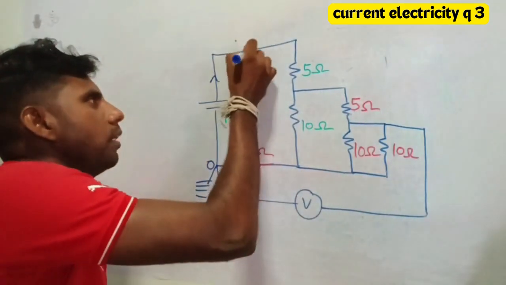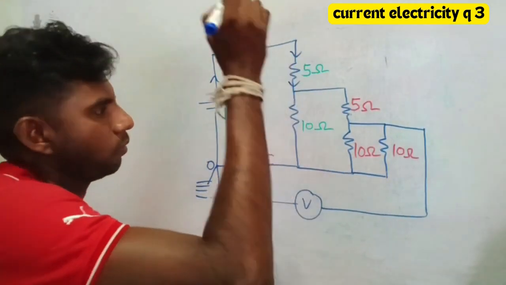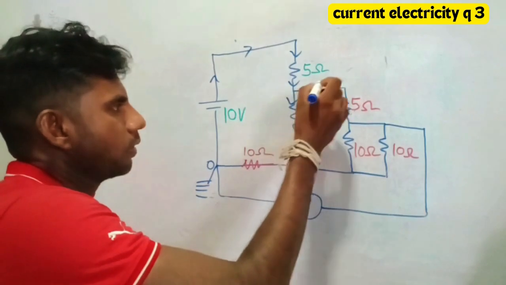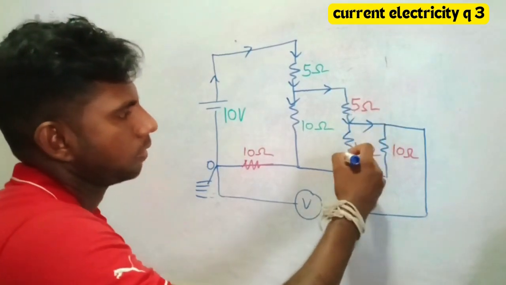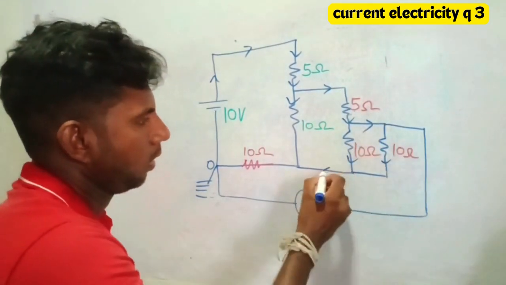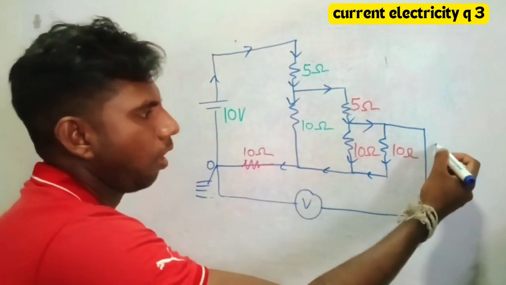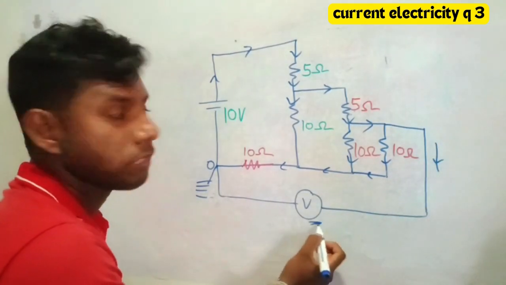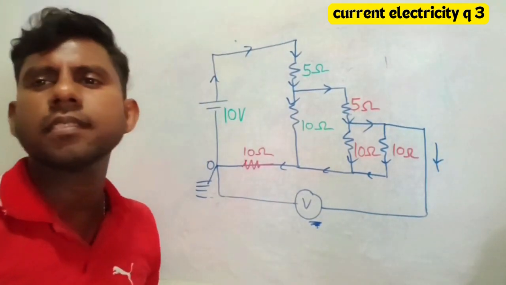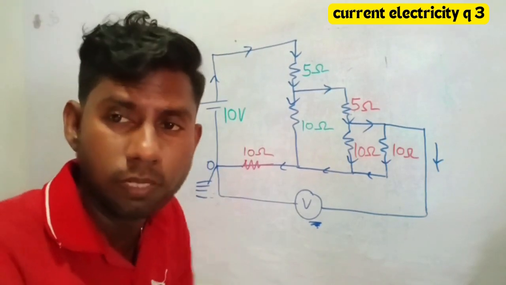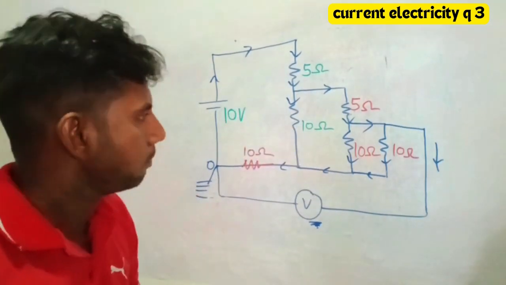Current will start from here, it moves here, it moves here, and it moves here. And then it will go in this direction, a certain amount will go this way. Current will not flow in this direction because we have this voltmeter here, because we assume the internal resistance of the potentiometer is infinite. There's no current through it.